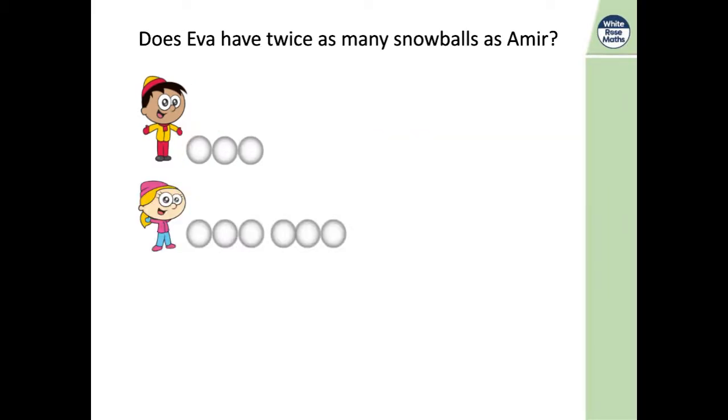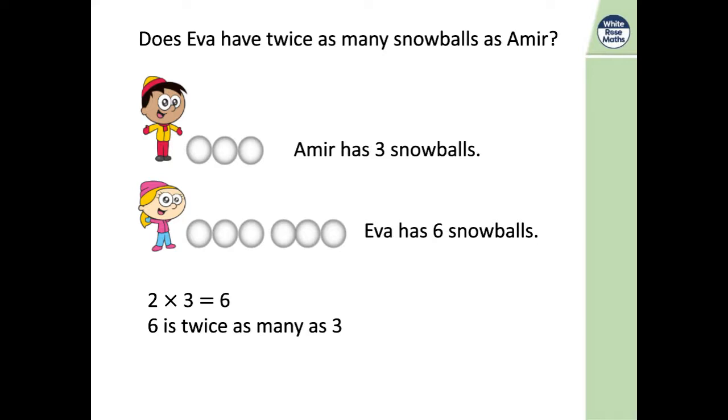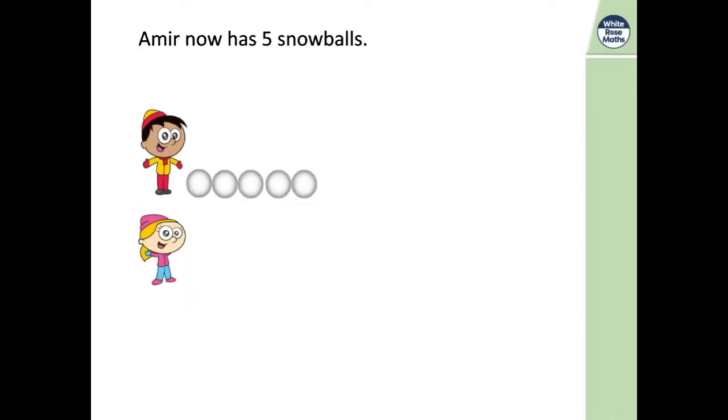Okay, so let's set it out in a different representation. So we've got Eva and Amar. So Amar's got 3 and Eva has 6. So 2 times 3 is 6. 6 is twice as many as 3. So Eva was correct. Amar has now made some more snowballs. He has 5 snowballs in total.